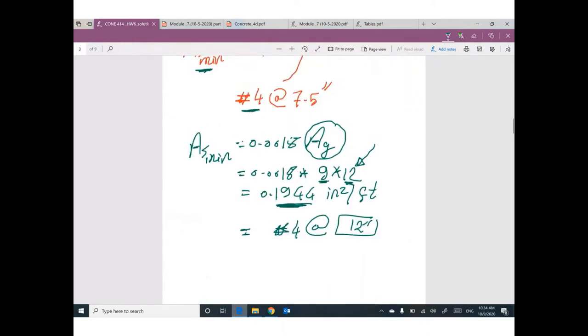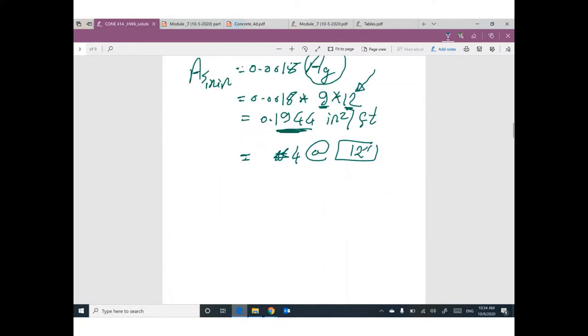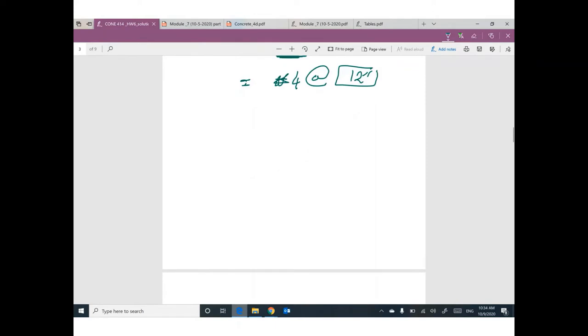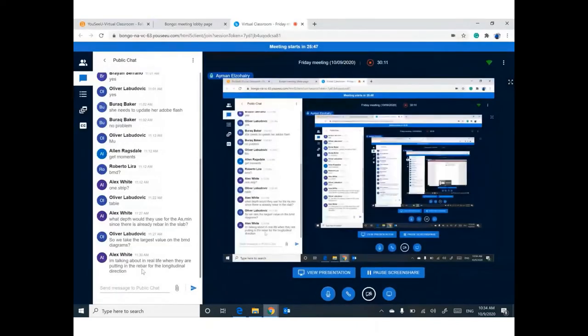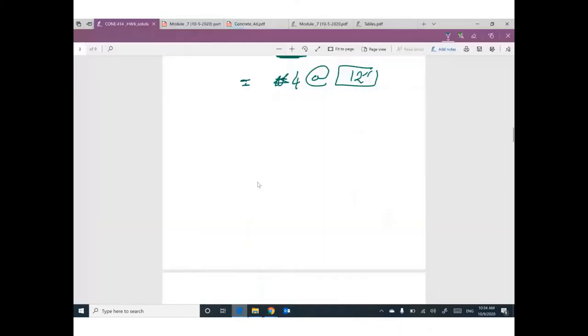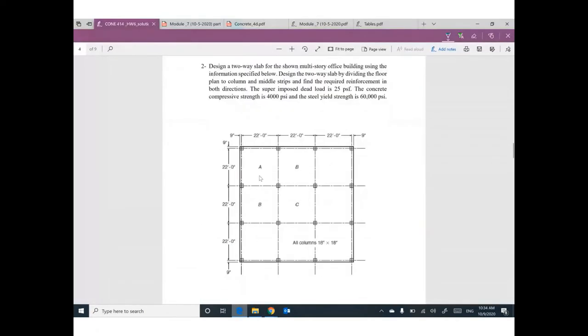Your question is fantastic. Your question is very important. Your question confused many engineers. If you are talking about two-way slab, the depth here will be different than here. It will be different. Okay, so let me explain it in two-way slab. But your question is good. We have many discussions related to your question with other engineers.